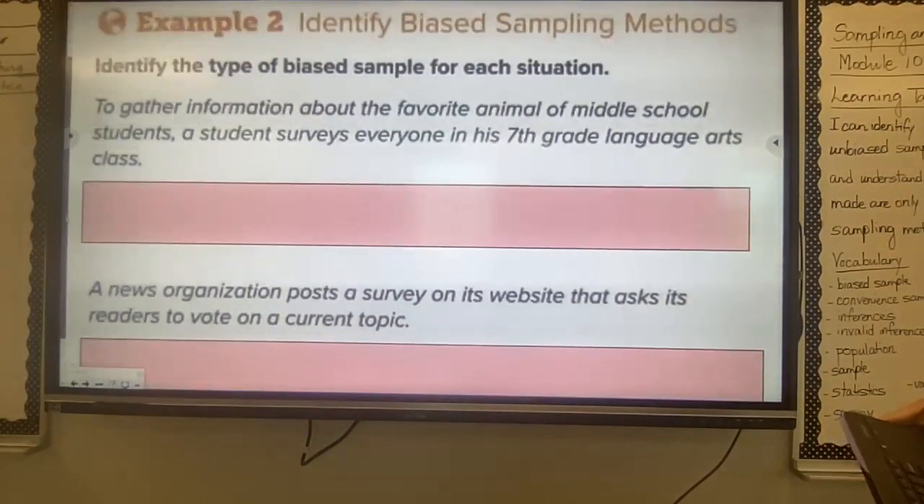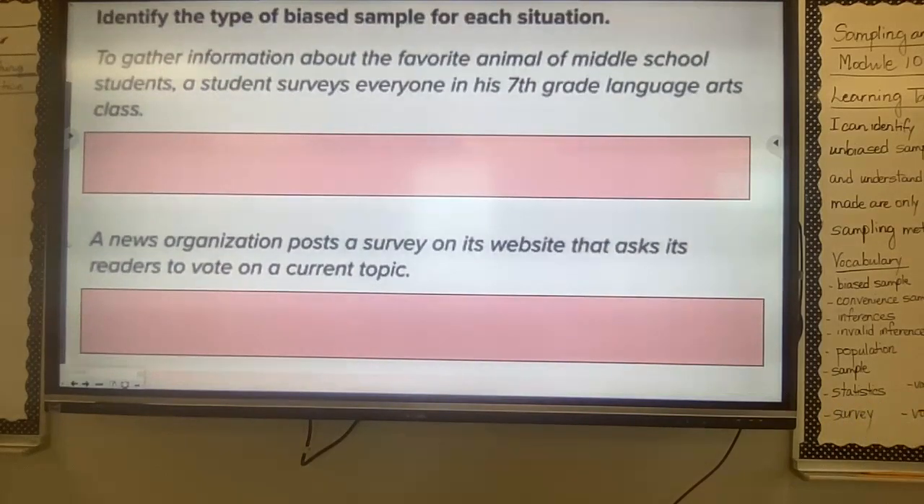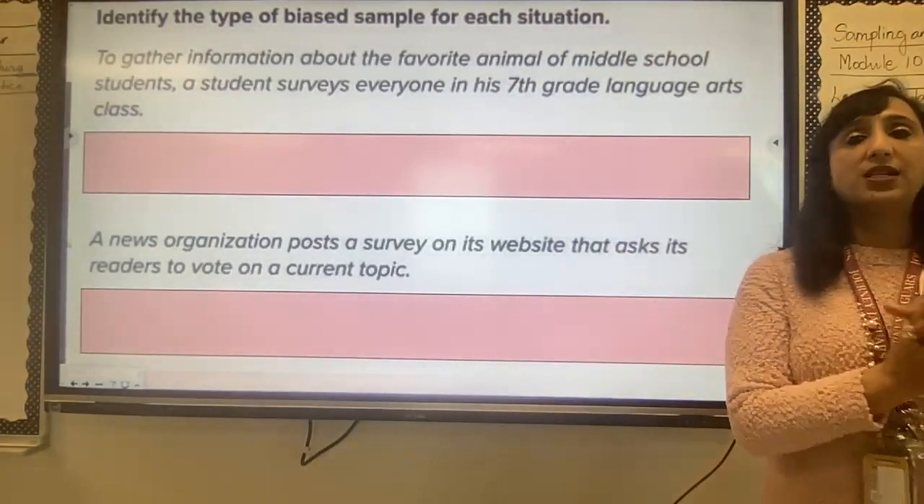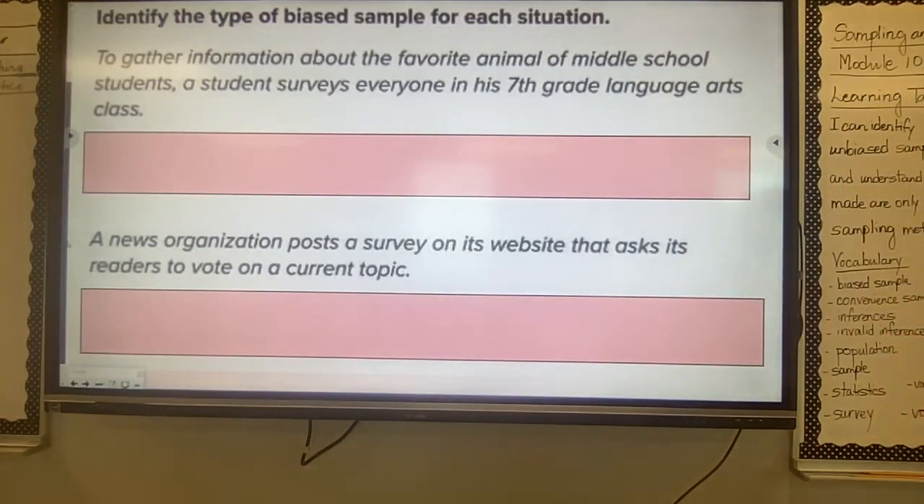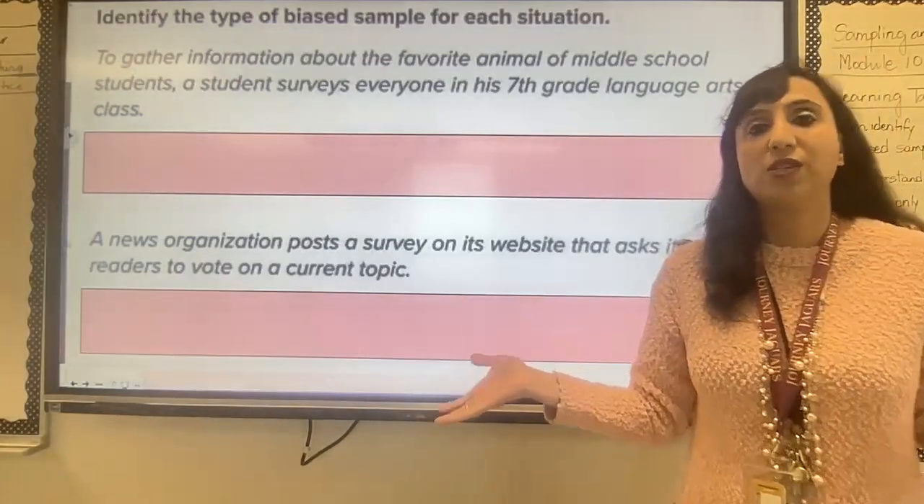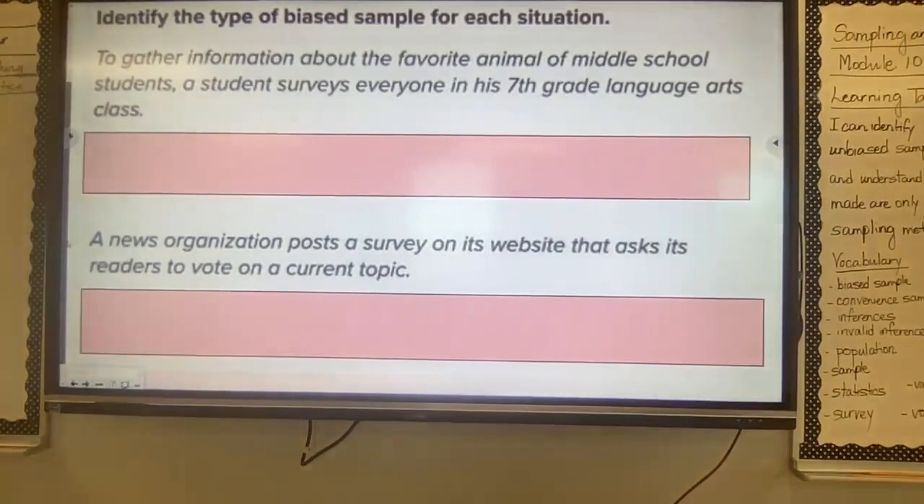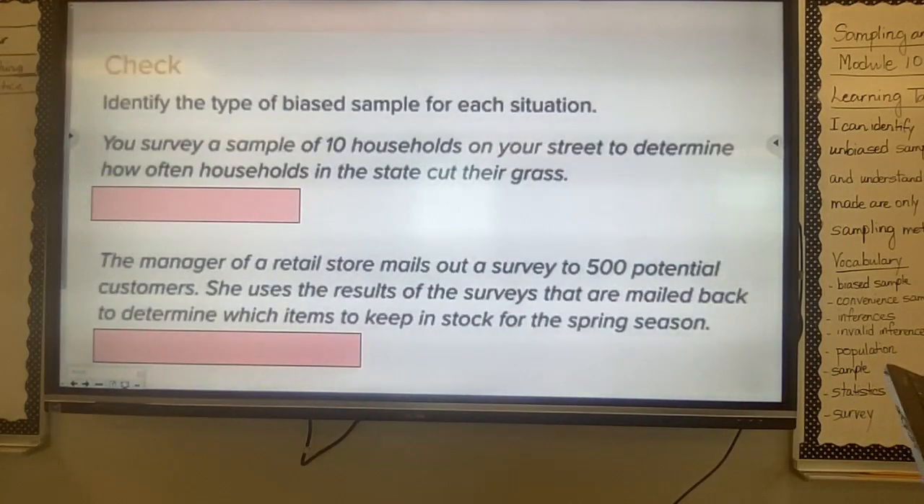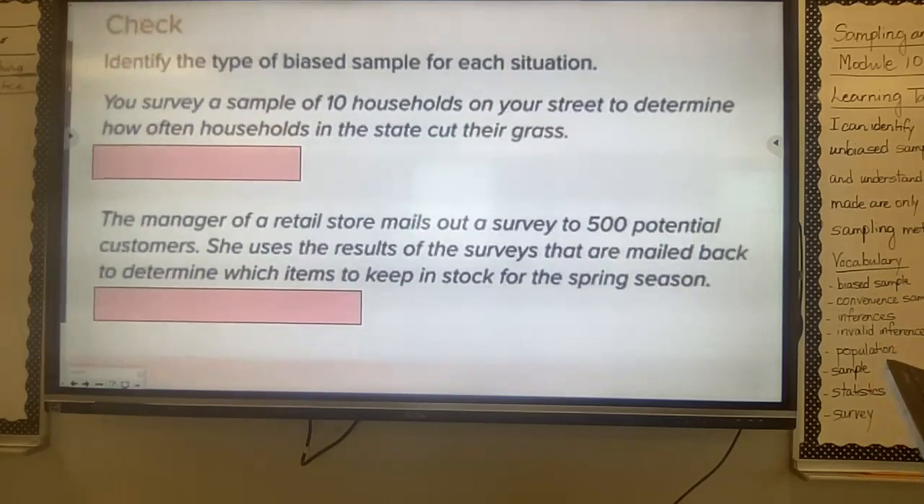A news organization posts a survey on its website that asks its readers to vote on a current topic. The sample is a voluntary response sample, because only those people who choose to respond will respond to this one. All right, so now let's look at a few more examples so that you understand the type of bias that is being used for each situation.